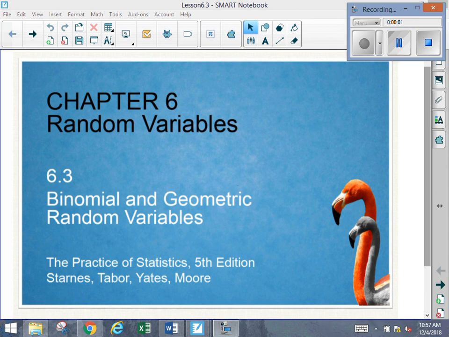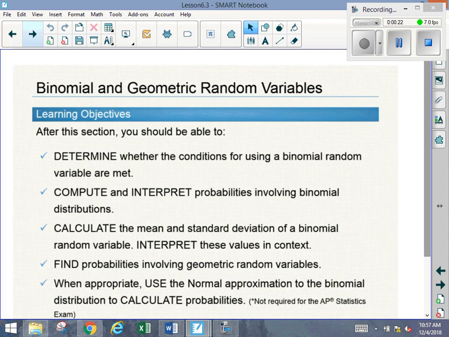Here we go. 6.3, we're going to talk about binomial and geometric variables. There's a lot of formulas and stuff like that you'll see. The cool thing about it is you have to know how the formula works, but we don't really have to use the formula to calculate the probabilities because your calculator does this stuff. It's pretty awesome.